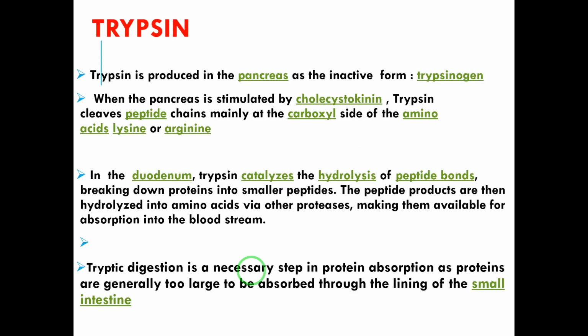The trypsin, the precursor or trypsinogen, its main function is to split the carboxyl side of the amino acids lysine or arginine, and it will catalyze the hydrolysis of the peptide bond. So it will lead to breakdown of the protein into smaller peptides, which will later be hydrolyzed into amino acids by another peptidase or protease.